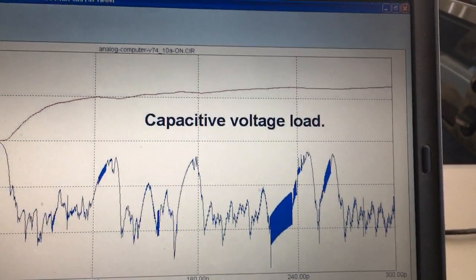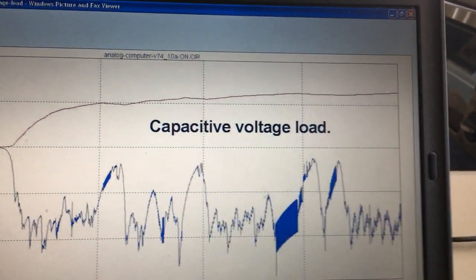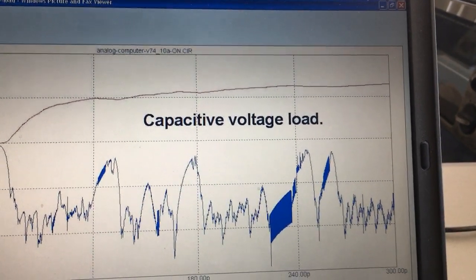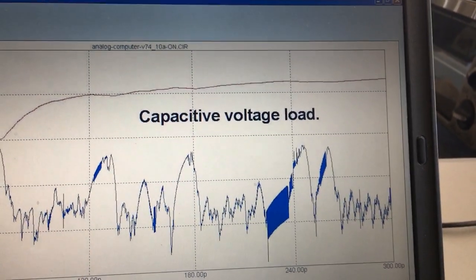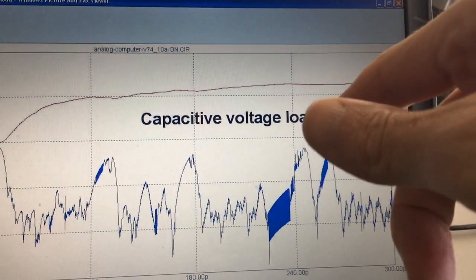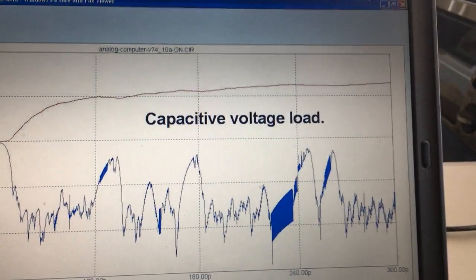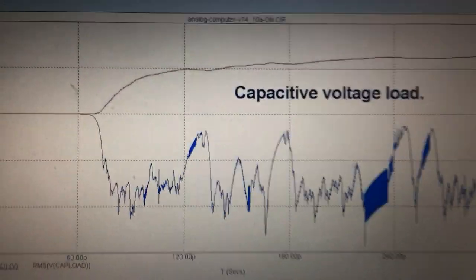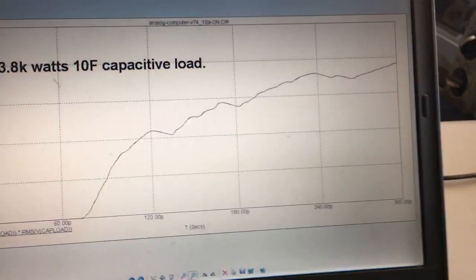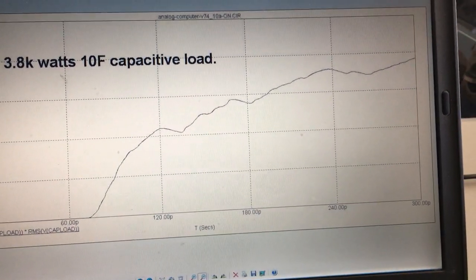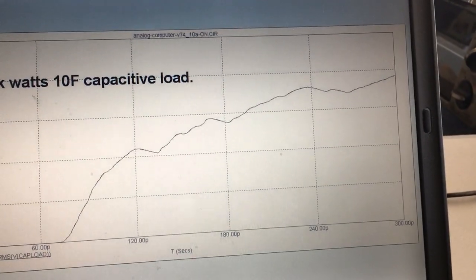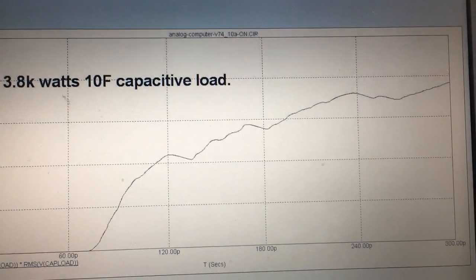So the amperages of these things are much higher than the voltage, and I think that has to do with the solder joints being 10 times less than 1 ohm. In other words, 100 milliohms tends to cause the amperage, more often than not, to be 10 times greater than the voltage at the various loads. So here we have an exponential rise downward into the negative direction, and then it breaks up. And here's 3.8 thousand watts of RMS power on the 10 farad capacitor at the end of 300 picoseconds.